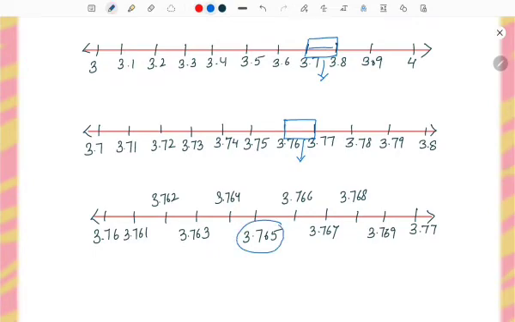Encircle the number, mark this point as A. We are going to write A represents 3.765. Only this has to be done. It is very easy.